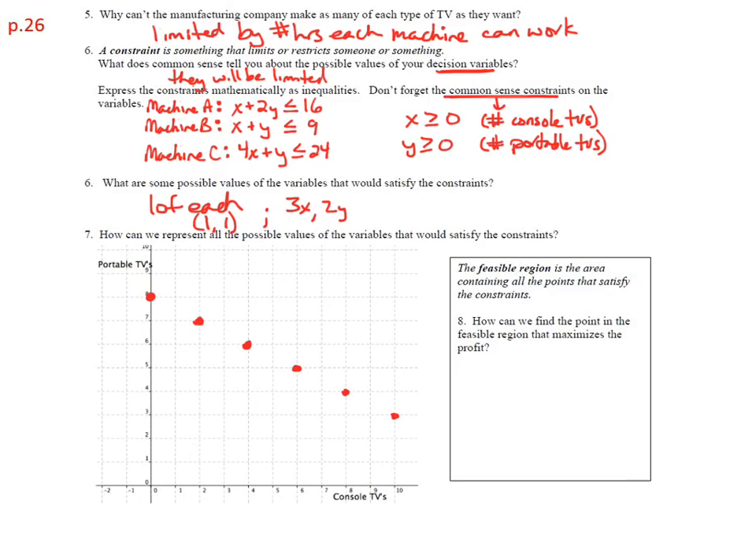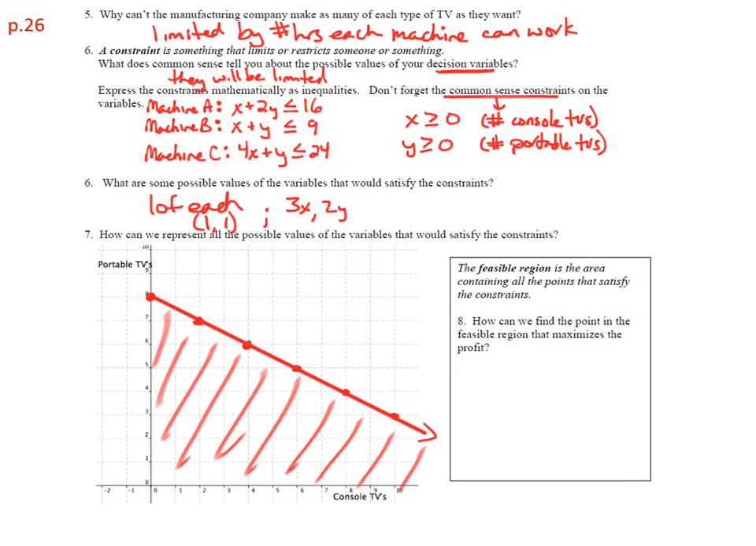So there's those points. We have that less than or equal to, so we have the solid line. And it's going to keep going that way. And it was less than, so we want to be shading below. And then we'll repeat with machine B. That one's very easy to find our x and y intercepts. They're both at 9. And then we can connect those 2 points with a straight line. And that one was less than, so we will shade below.